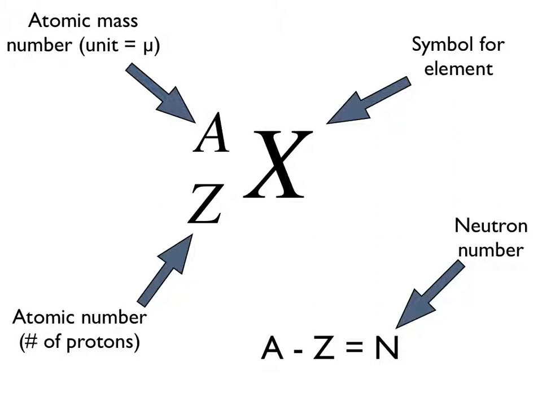Here's how we represent elements symbolically. We have a symbol for the element, and then above and to the left of the symbol we have the atomic mass number. The atomic mass number is the sum of the number of protons and neutrons. To the bottom left of the symbol we have the atomic number, which is the number of protons. The number of neutrons, cleverly called the neutron number, is the atomic mass number minus the number of protons.